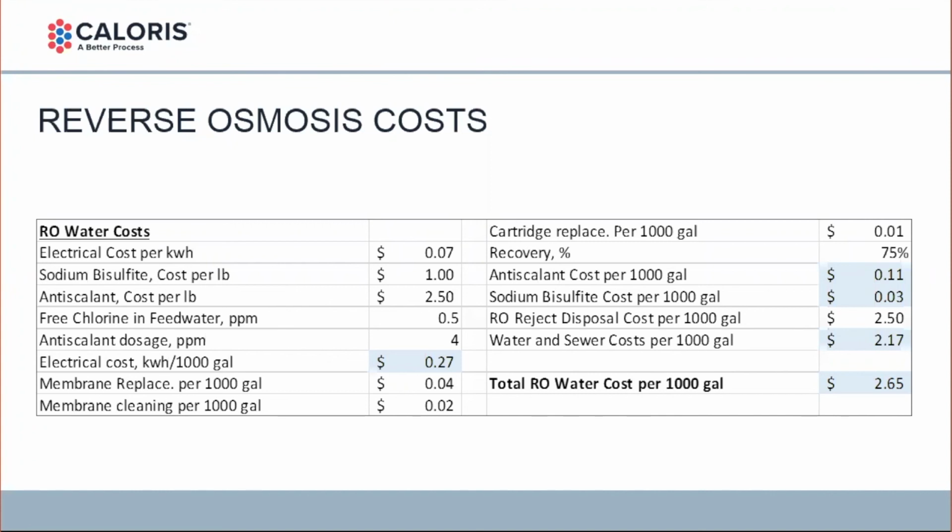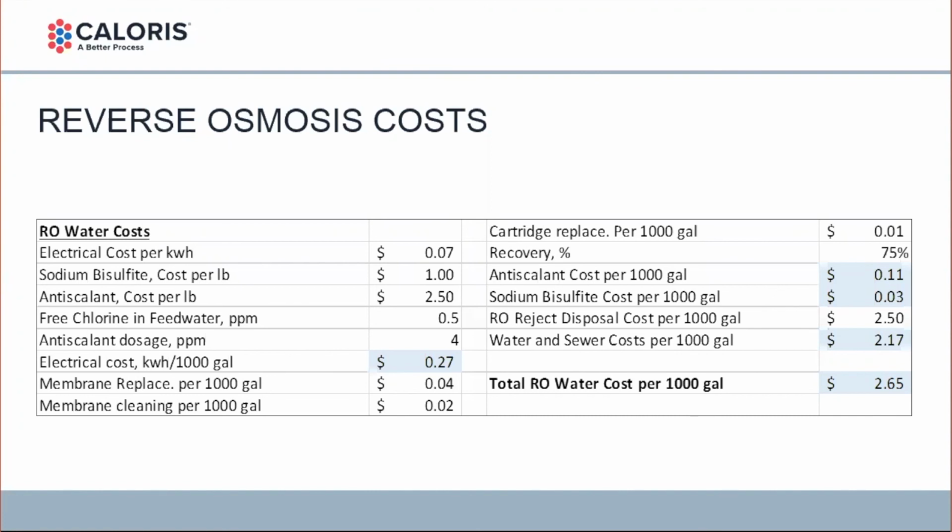Some other operating costs: your membrane replacements, you'll probably have to replace every 3 to 5 years. That's 4 cents per 1,000 gallons. Membrane cleaning every couple of months, 2 cents per 1,000 gallons. Cartridge replacements, a penny per 1,000 gallons. Now to get our chemical costs, we're going to use that recovery. The antiscalant cost is going to be 11 cents per 1,000 gallons. Sodium bisulfite is going to be 3 cents per 1,000 gallons.